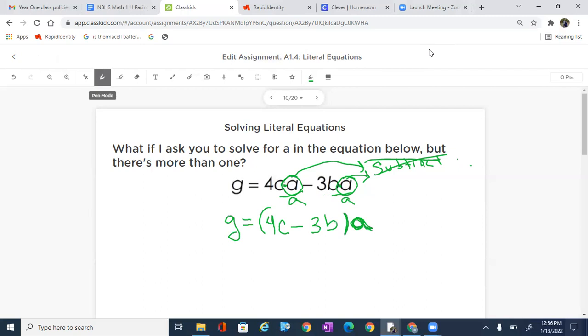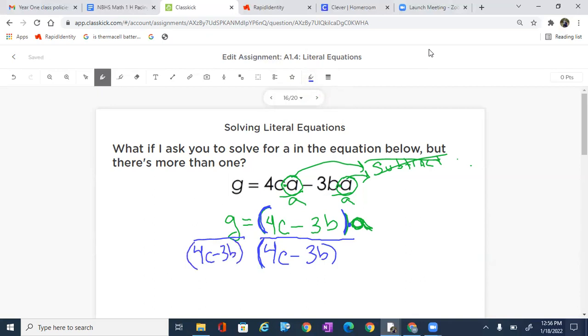So if we were to distribute that a back in, it'd be 4ca minus 3ba. Now, we do want to solve for a. So the next thing we're going to do is we're going to recognize, well, how is this parentheses set 4c minus 3b attached to a? Well, it's attached by multiplication. So something that we can do is we can divide off that entire parentheses set because it represents one whole value. So I'm going to divide off 4c minus 3b.